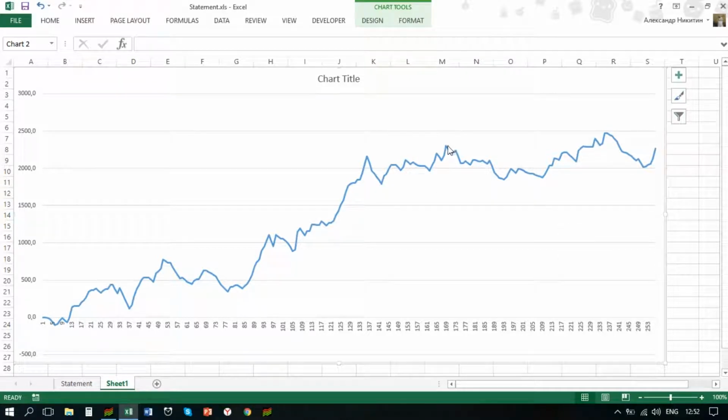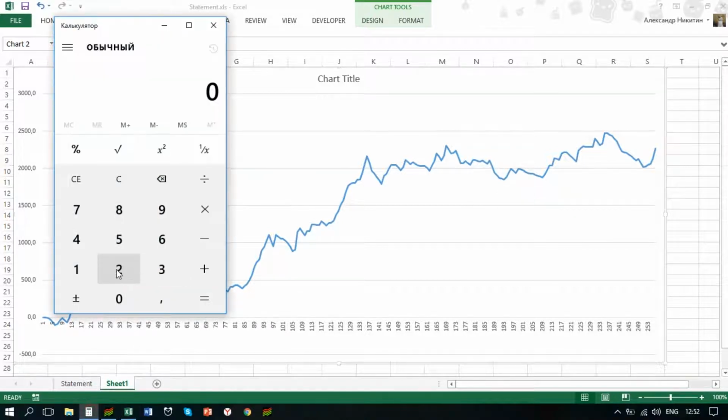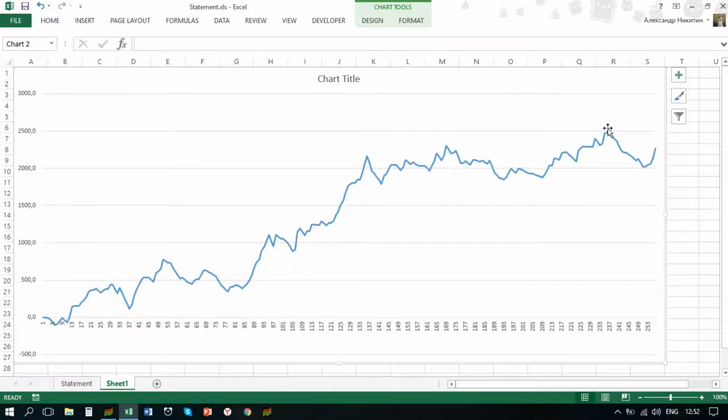Let's calculate the largest drawdown. From this pip, 2300, to this, 1850. 2300 minus 1850. What is it? 450 pips drawdown, then recovered.